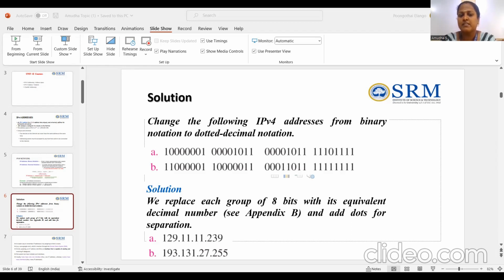Similarly, you can change the following IP address from dotted decimal notation to binary notation. Consider the first byte, 111. If you divide that value by 2, you will get the remainders like this. You have to write the binary representation starting from bottom to top. So it is nothing but 01101111.